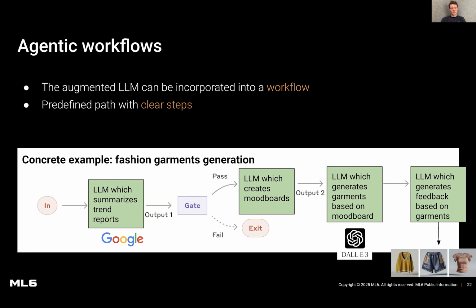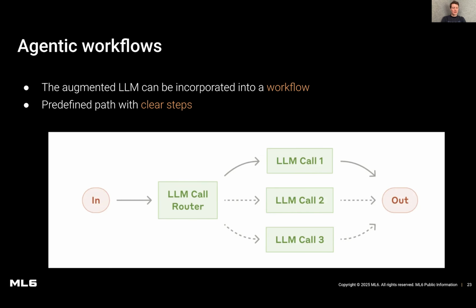Another example, again taken from the Anthropic blog post, is a routing system where you might, for example, first have an LLM that gets the input from the user and then needs to decide, based on the user question, to which other LLM it can forward this.